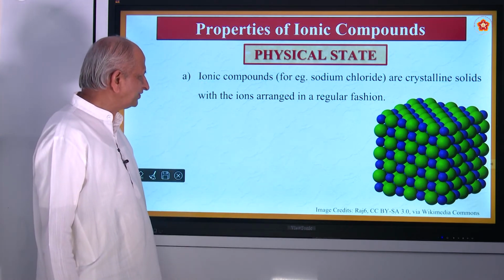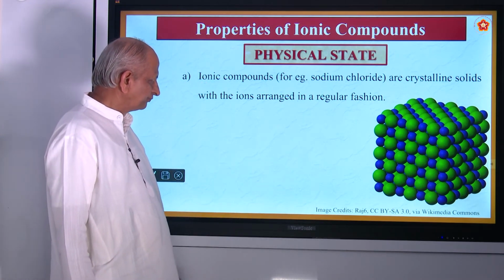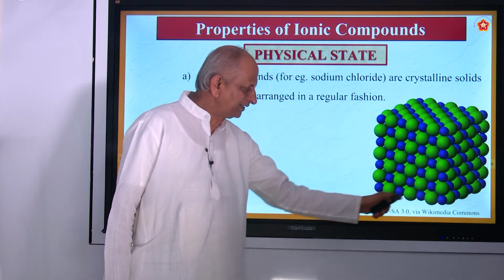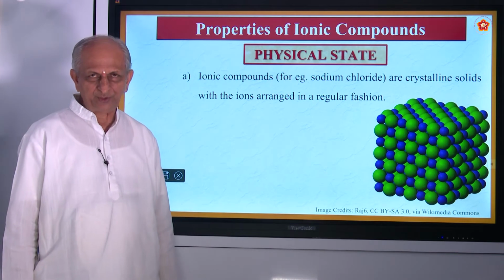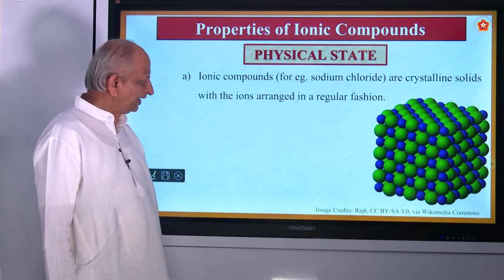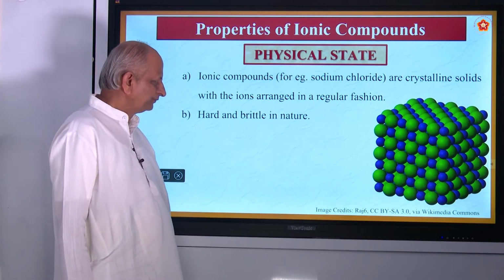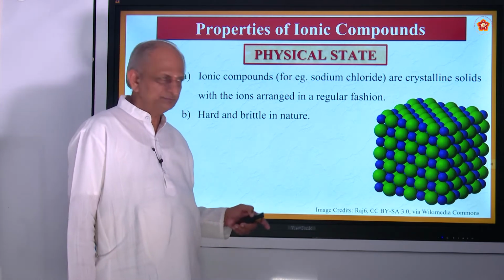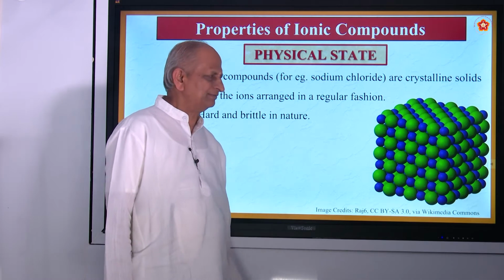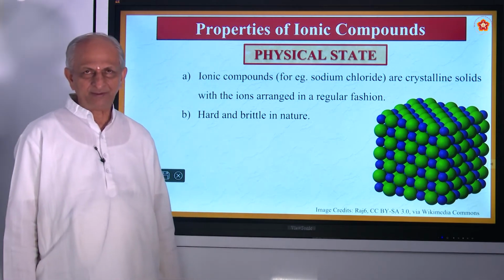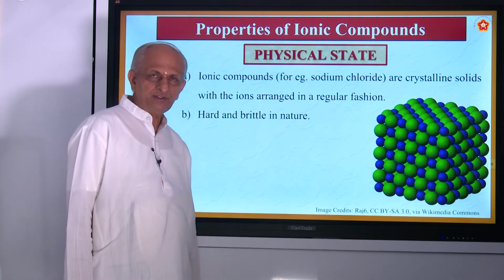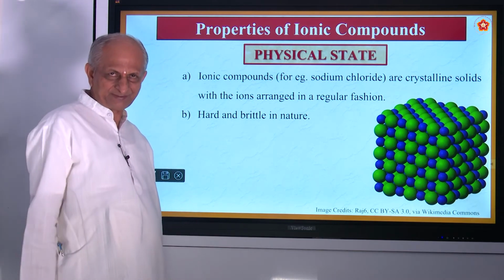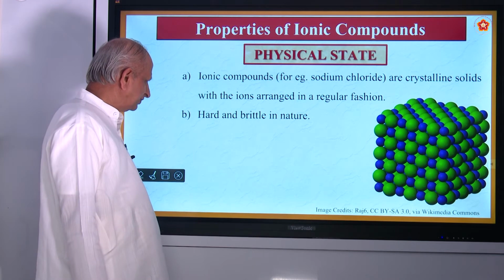are crystalline solids where the ions are arranged in a regular fashion. Means what? That's what is called lattice formation. And these ionic compounds are hard and they are brittle in nature. Means they are bound to break when, for example, salt, if you make it fall from a height, it breaks, is it not? That's called brittle nature.